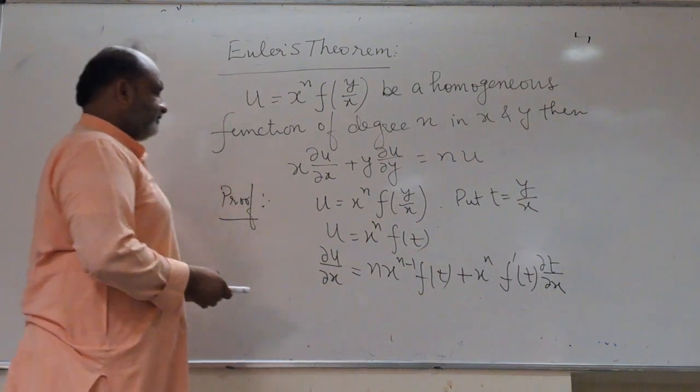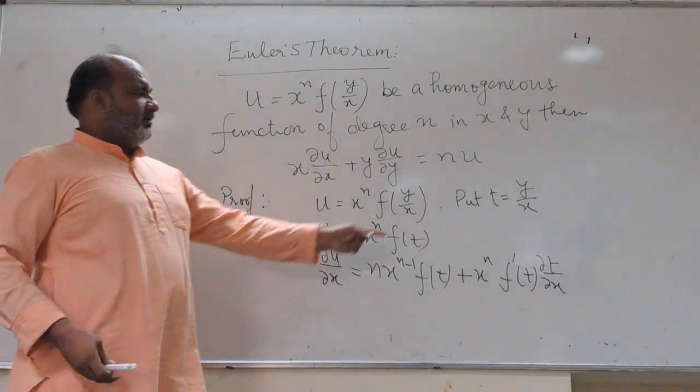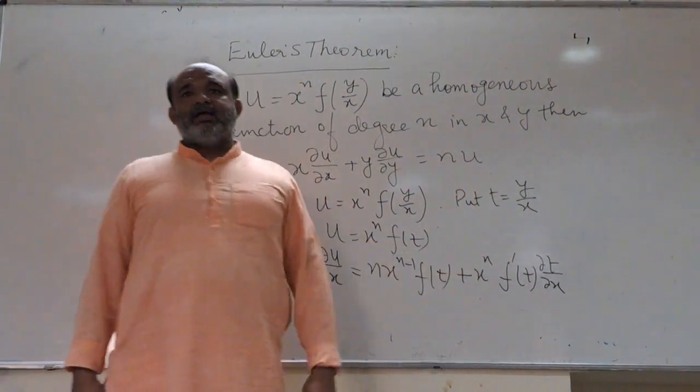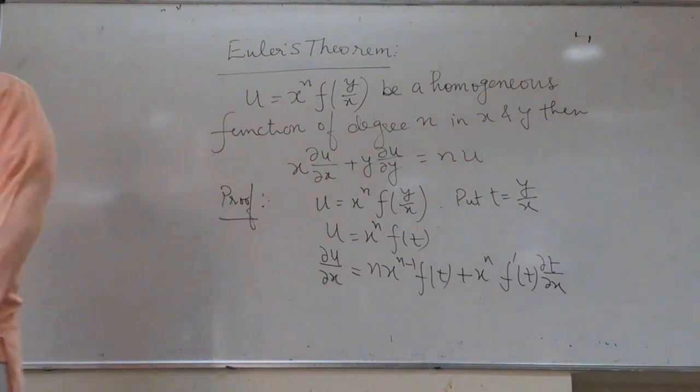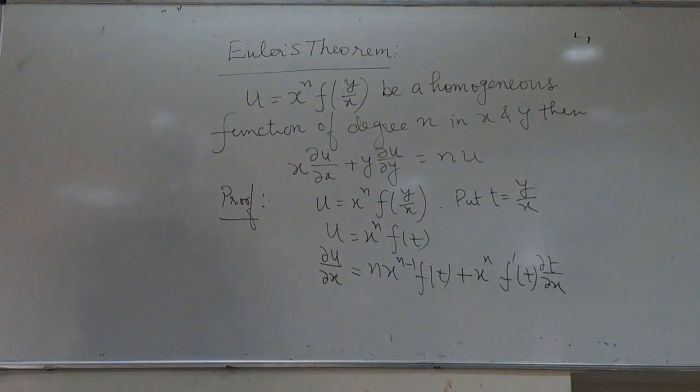Is it clear? Now what is t? t is nothing but y by x. So ∂t/∂x will be equal to, y is a constant, 1 upon x. So what will we do? This will become -1/x^2, x power -1 minus 1, x power -2, so -1 upon x^2.